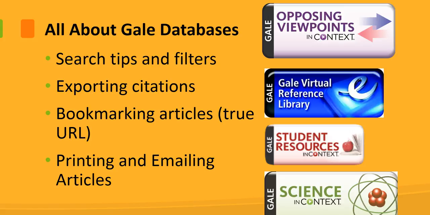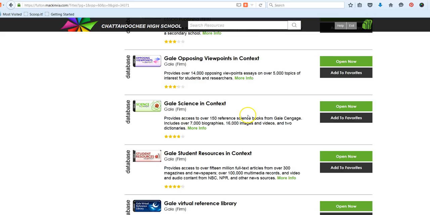Gale Virtual Reference Library is all ebooks and nonfiction books. This can be great for both historical or current events. And again, you might want to explore at least two of the Gale databases today. They're super easy to use and search, so let's take a look.